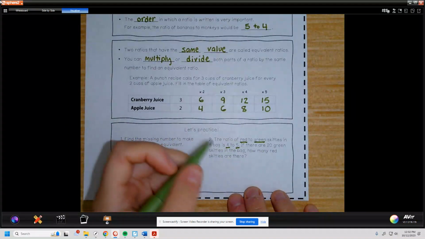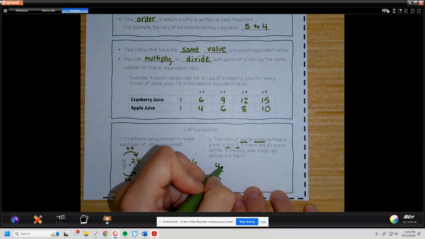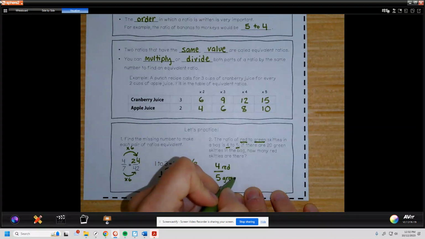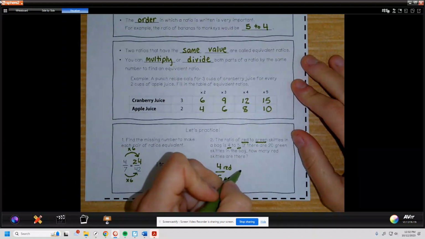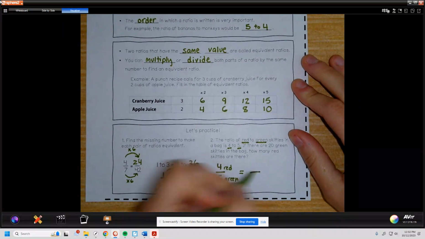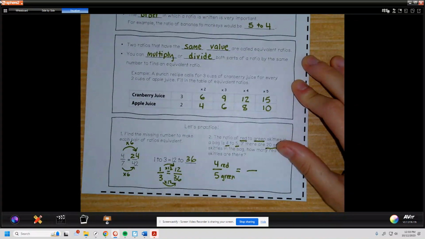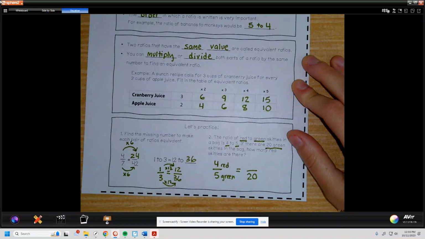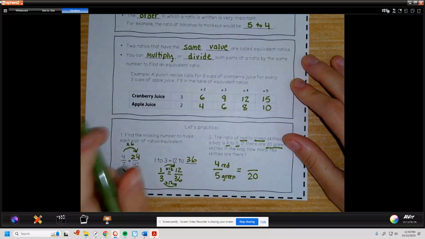So I'm going to write that down. I like to label it. So I'm going to do a 4 to 5 ratio. I want to make sure I know the 4 is red and the 5 is green. And then it says if there are 20 green Skittles in the bag, how many red Skittles are there? So we're going to set up an equivalent ratio. Since it says 20 green Skittles, that means we need to put 20 on the bottom to line up with the 5 green. And then we're trying to figure out the missing number on top of red Skittles.